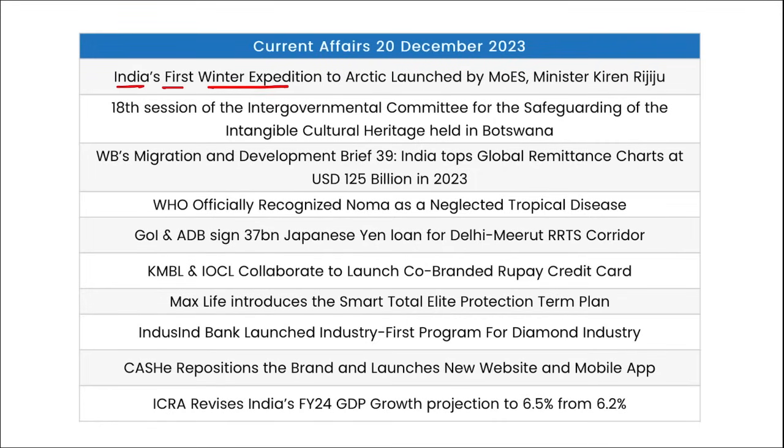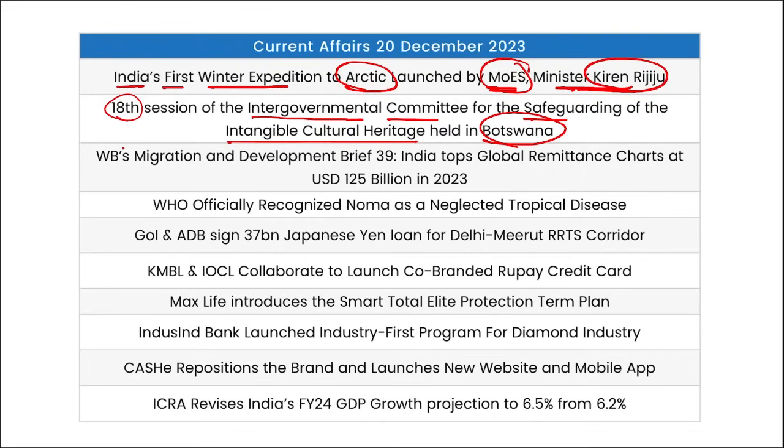India's first winter expedition to the Arctic was launched by the Ministry of Earth Science, that is, Union Minister here is Kiran Rijiju. Then the 18th session of the Intergovernmental Committee for the Safeguarding of the Intangible Cultural Heritage was held in Botswana. Then World Bank's Migration and Development Brief 39: India has topped the global remittance chart for inward remittance, and the value was $125 billion in 2023. India is the only country with remittances of more than $100 billion.